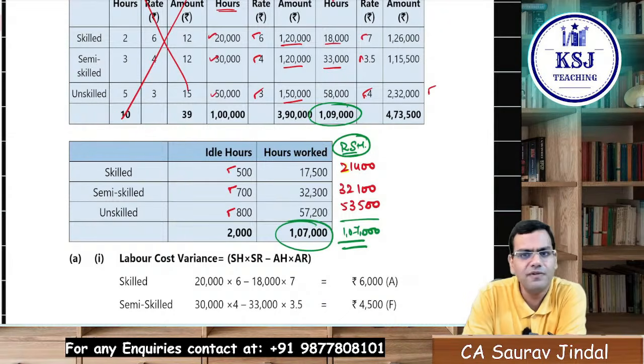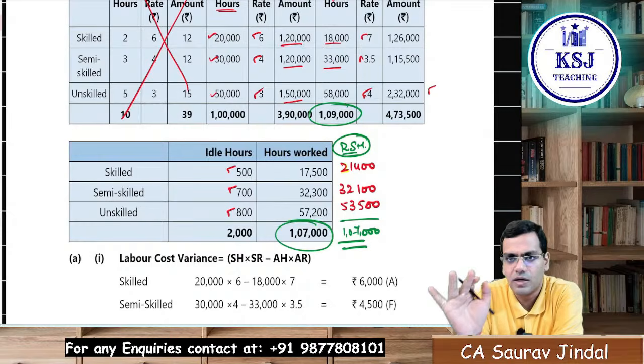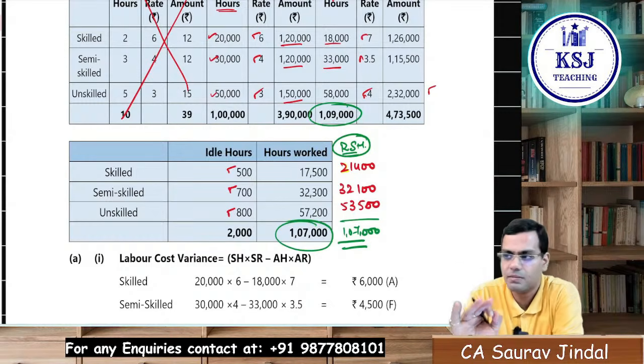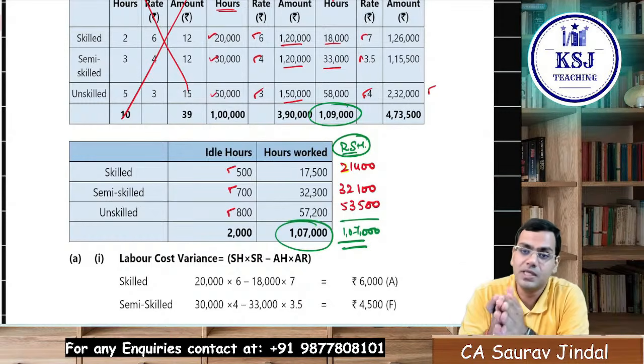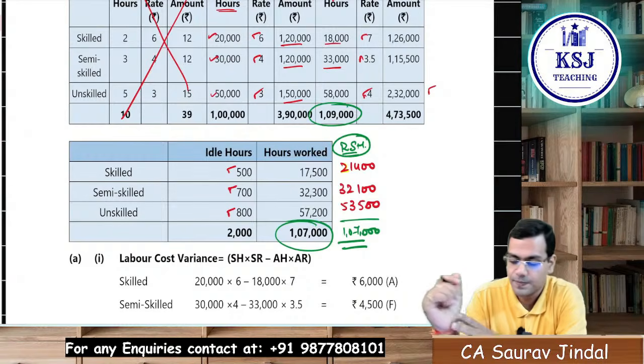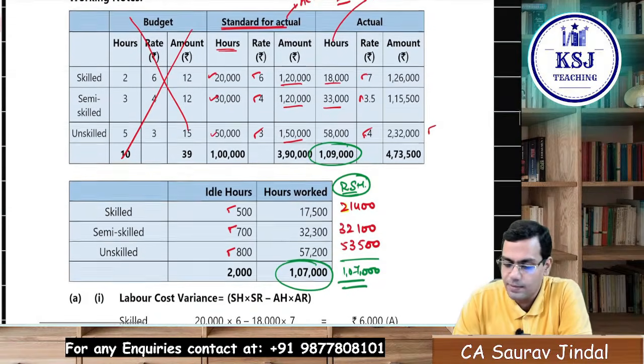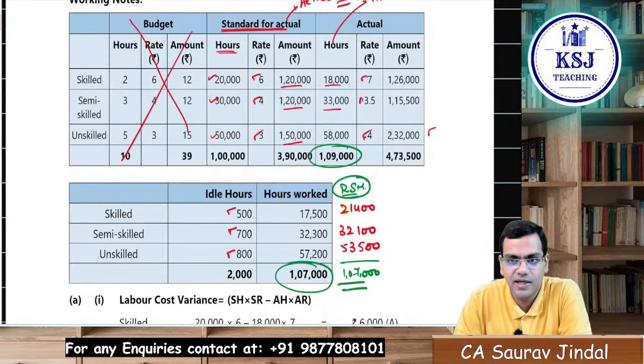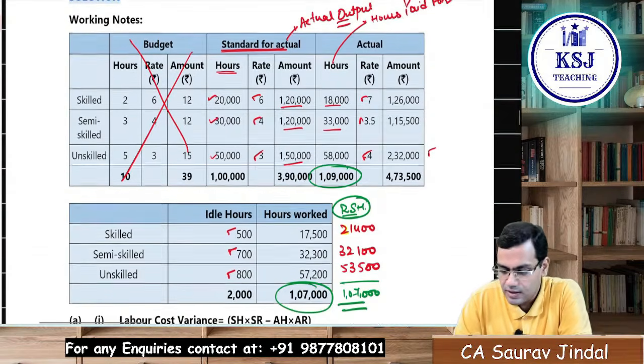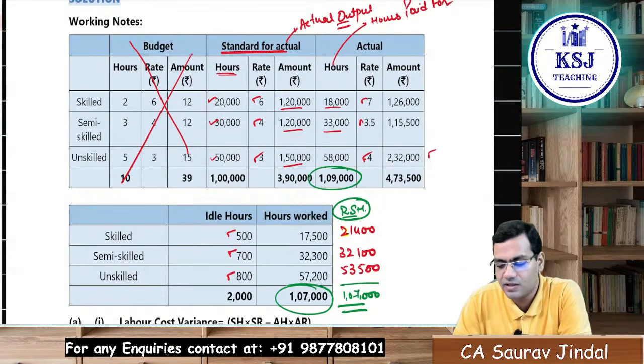So right now if you are committing the mistake, don't worry at all. It's 100% perfect, but in the examination, please be careful with these things, okay? Clear? Now you will be able to calculate all the labor variances. Please let me know if you have any doubts in this question. The table is absolutely correct, whatever the institute has prepared.